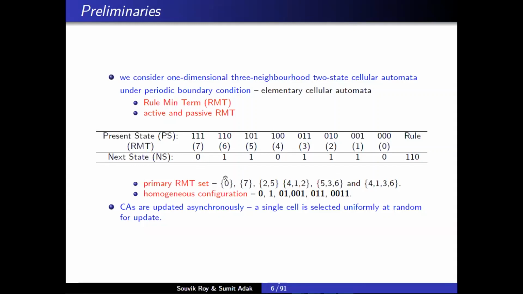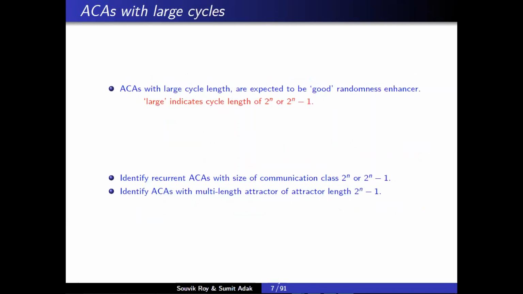We also use a few properties of primary RMT sets. There are these 6 primary RMT sets, and any configuration is created by constructing these primary RMT sets, and the equivalent homogeneous configurations of these primary RMT sets are these. So these are the basic preliminaries, and our update scheme is that a single cell is selected uniformly at random for update. So this is fully asynchronous elementary cellular automata. Let's move on.